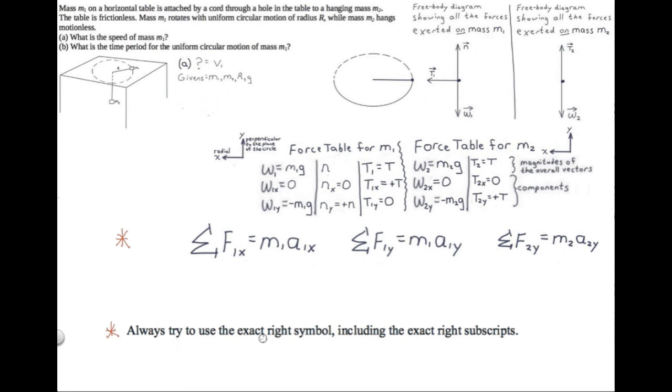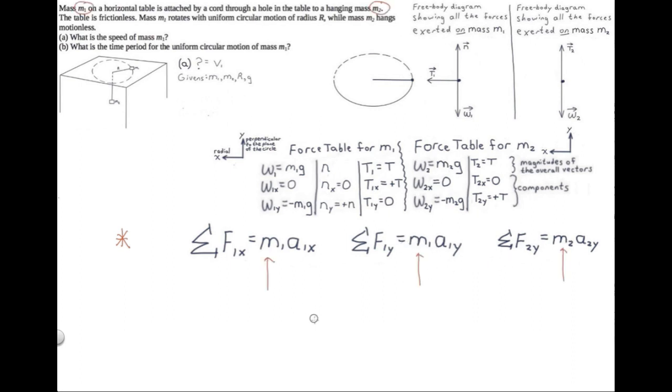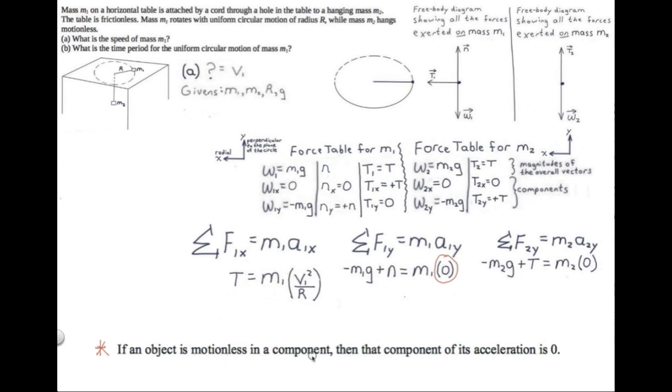Always try to use the exact right symbol, including the exact right subscripts. Notice how we use 1 and 2 subscripts to carefully distinguish the Newton's second law equations for object 1 from the Newton's second law equation for object 2. And we use x and y subscripts to carefully distinguish the Newton's second law equation for the x component from our Newton's second law equations for the y component. For the masses of object 1 and object 2, we use the given symbols, m sub 1 and m sub 2. If an object is motionless in a component, then that component of its acceleration is 0.